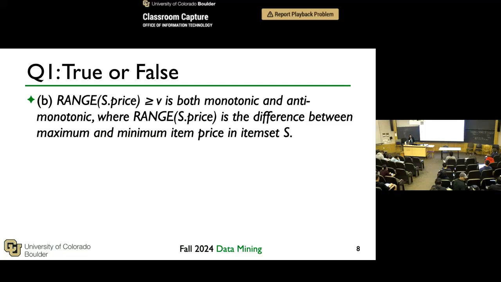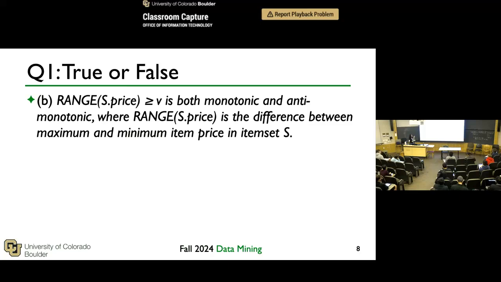Next one. Range, this is the function. So the statement is that the range of this item set is both monotonic and anti-monotonic, okay? Range, of course, is defined by the range between the value between max and min. And then we're talking about when you have an item set, you look at the item price within the item set, then you look at the price range, basically, and see whether it's monotonic or anti-monotonic.